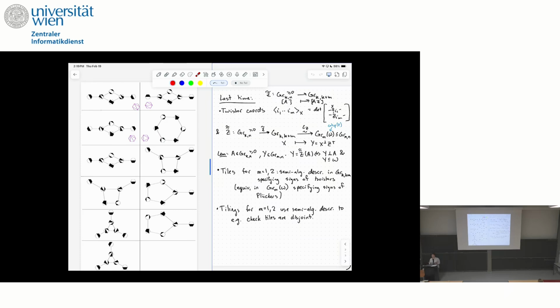So I think that's why, yeah, this is the philosophical reason why this tilde tilde map is more useful. Okay, what else did we do last time?